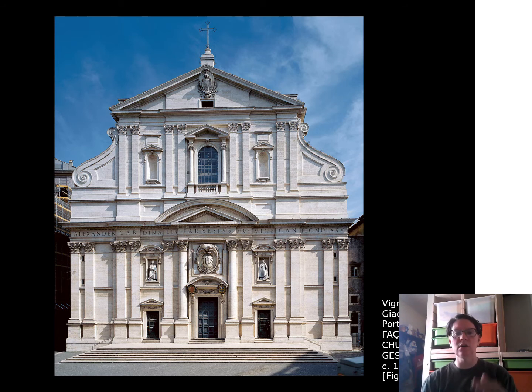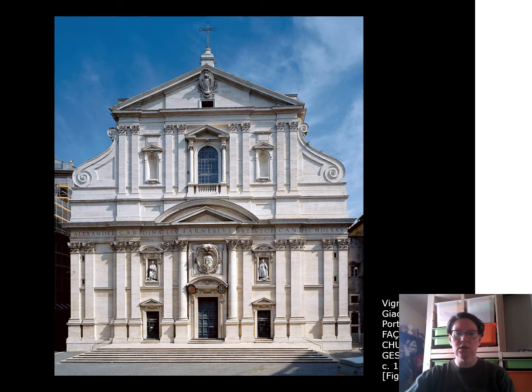The union of the upper and lower stories is affected by the scrolls that you see and the buttressing. There's a slight amount of buttressing in the front of the building. This buttressing is important because as we move through the High Renaissance, we'll see that the Baroque take this buttressing a step further.